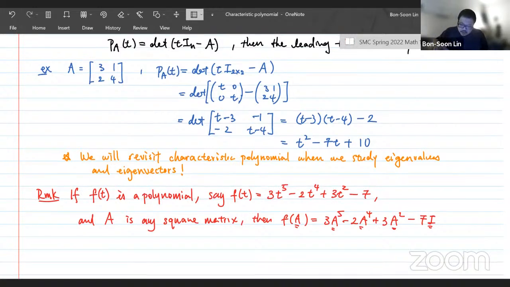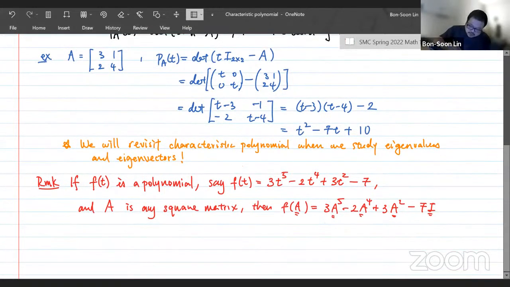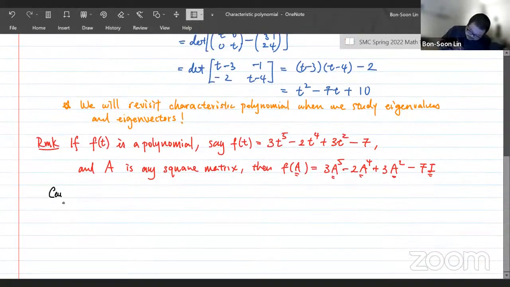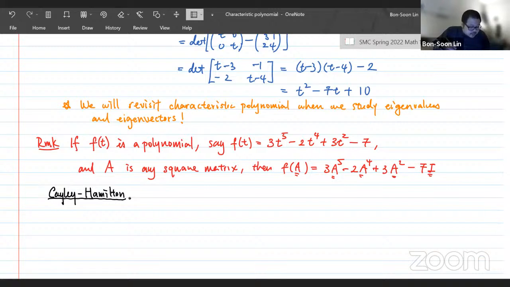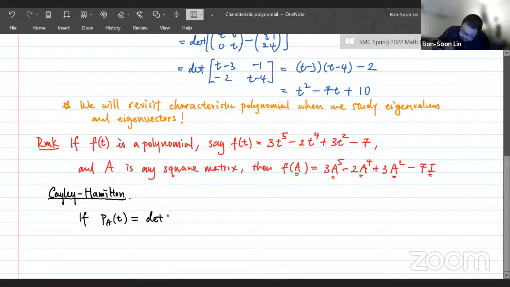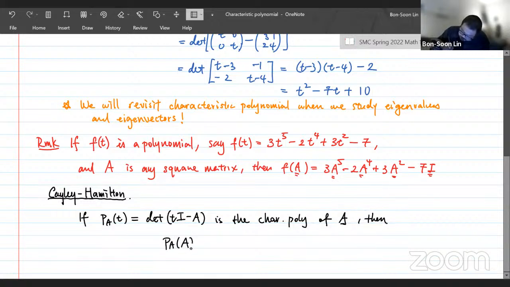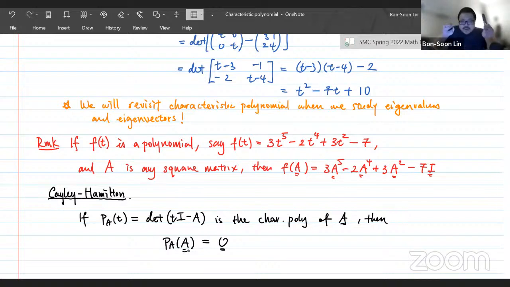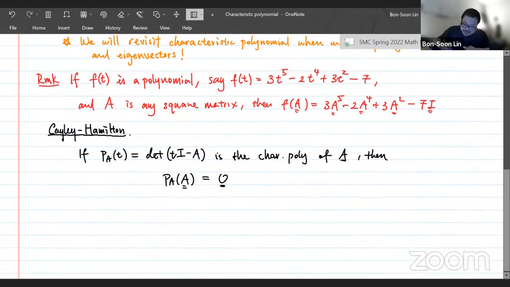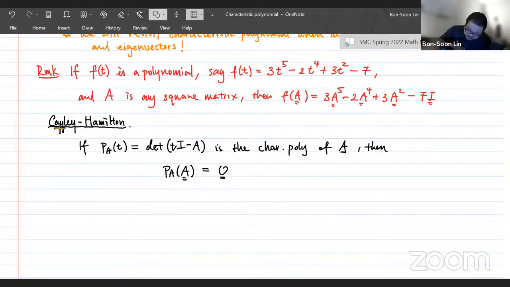Okay, so what does the Cayley-Hamilton theorem say? Theorem, Cayley-Hamilton: if P_A of t, which I will define as the determinant of tI minus A, is the characteristic polynomial of matrix A, then P_A of A is always the zero matrix. That is kind of interesting, and somehow this matrix A is a root of this polynomial, right? So it's a very curious result. Okay, that's kind of profound, and we'll see why a little bit.